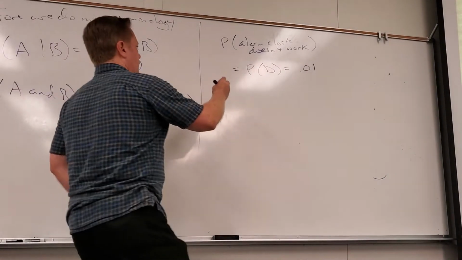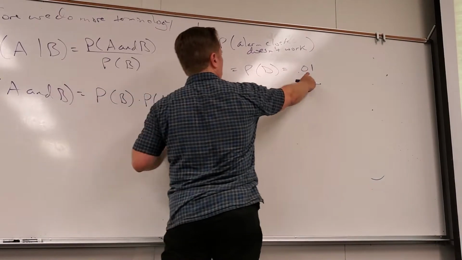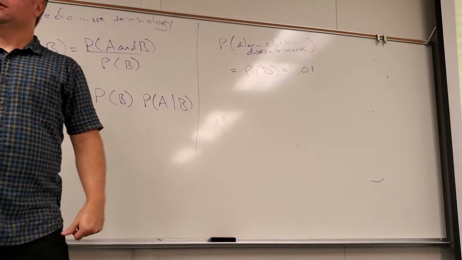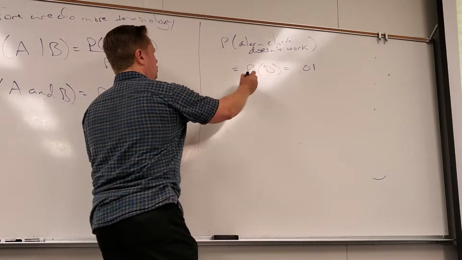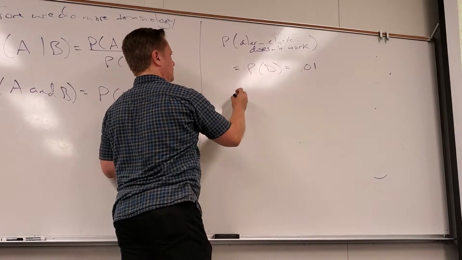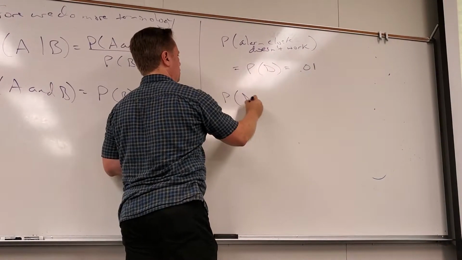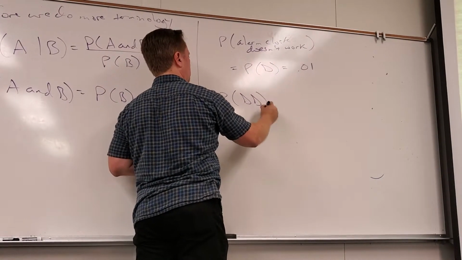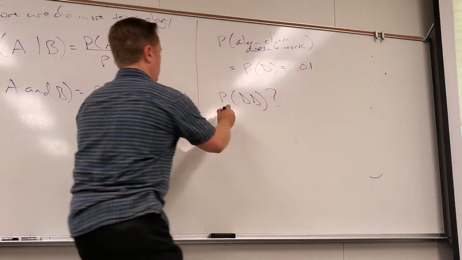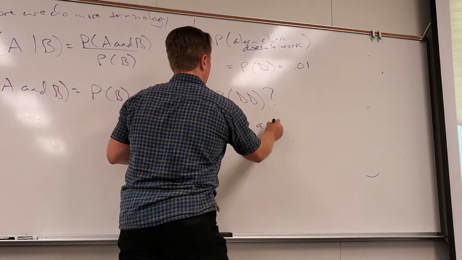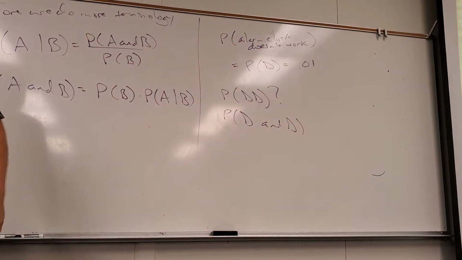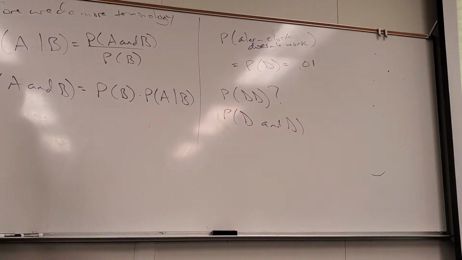If I have one alarm clock, then there's a 1% chance that it's not going to wake me up. So what about if I had 2 alarm clocks, and they're both the same brand? What's the probability that I get 2 alarm clocks that don't work? What does this really mean? The probability the first one doesn't work and the second one doesn't work. Is everybody cool with that? Because that's the only way I'm not going to wake up, if they both don't work.